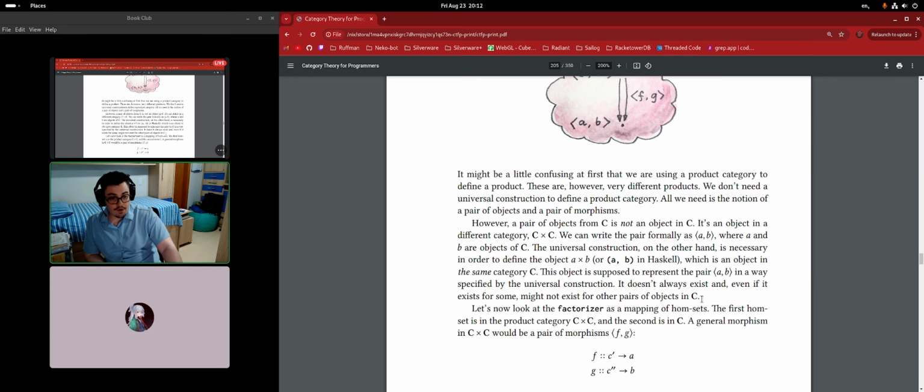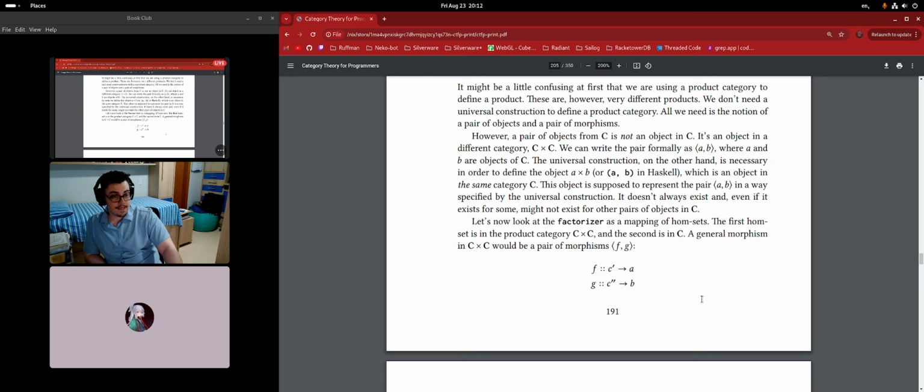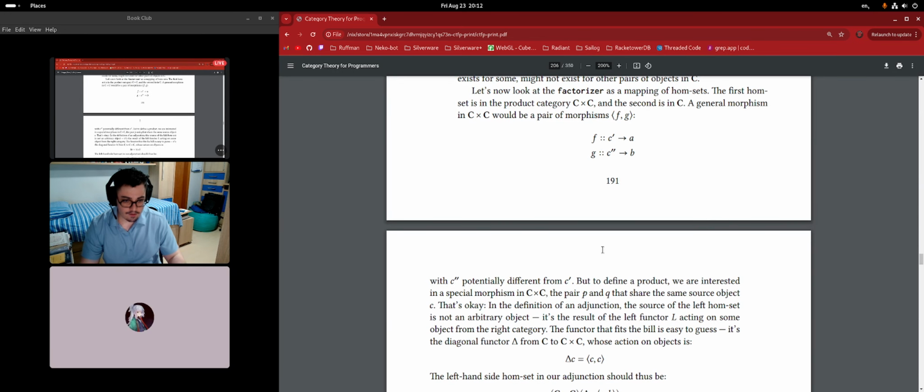Let's now look at the factorizer as the mapping of home sets. The first home set is in the product category C with C, and the second is only C. A general morphism in C with C would be a pair of morphisms F and G. Well, that makes sense. But to define a product, we are interested in a special morphism in C with C, the pair P and Q, that share the same source object C. That's okay. In the definition of an adjunction, the source of the left home set is not an arbitrary object. It's the result of the left functor L acting on some object from the right category.